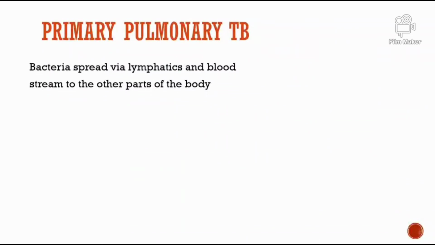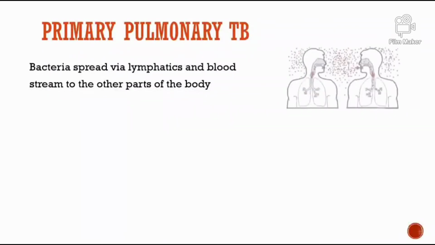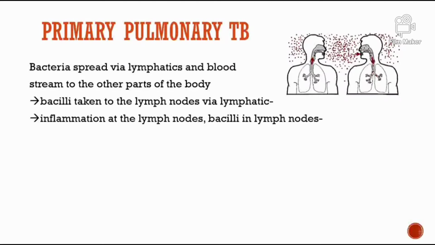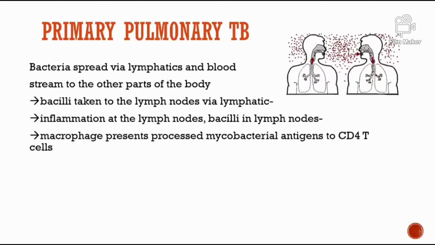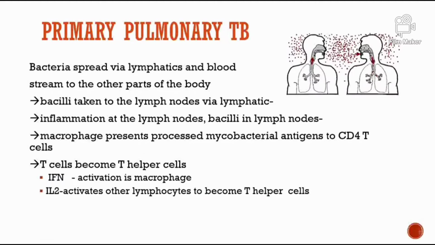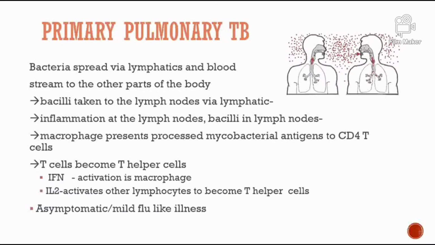Then the bacteria spread via lymphatics and bloodstream to other parts of the body. Then the bacilli are taken to the lymph nodes via lymphatics. Then it becomes inflamed at the lymph nodes, and the macrophages present processed mycobacterial antigen to CD4 T cells. And the T cells become T helper cells, which release interferon or IFN, which activates the macrophages, and IL-2 or interleukin-2, which activates other lymphocytes to become helper T cells. Then the primary pulmonary TB is asymptomatic or a mild flu-like illness.